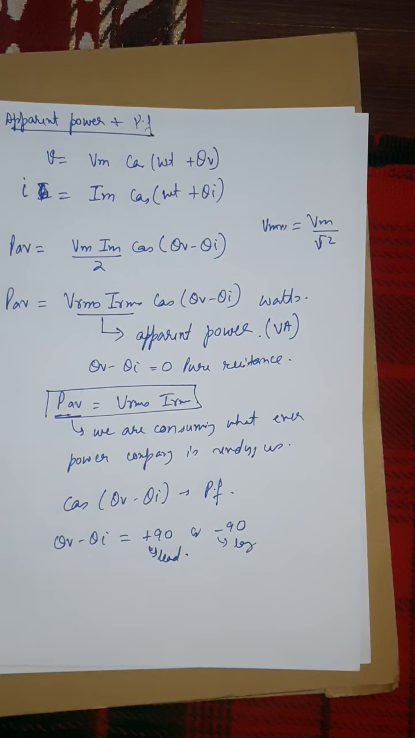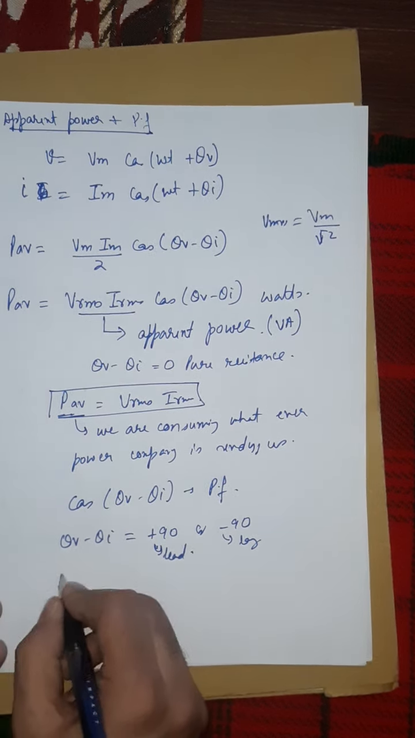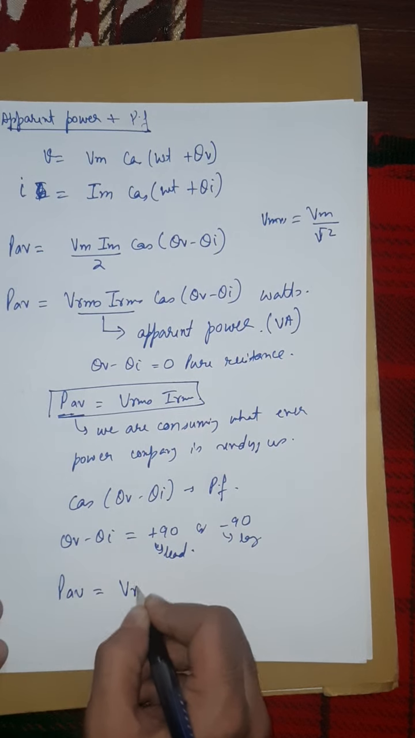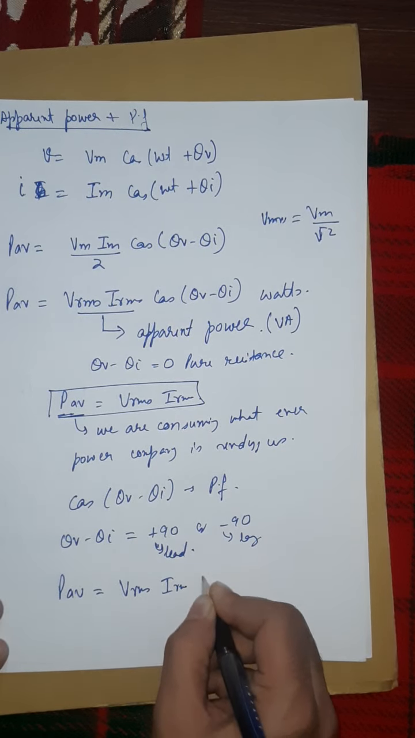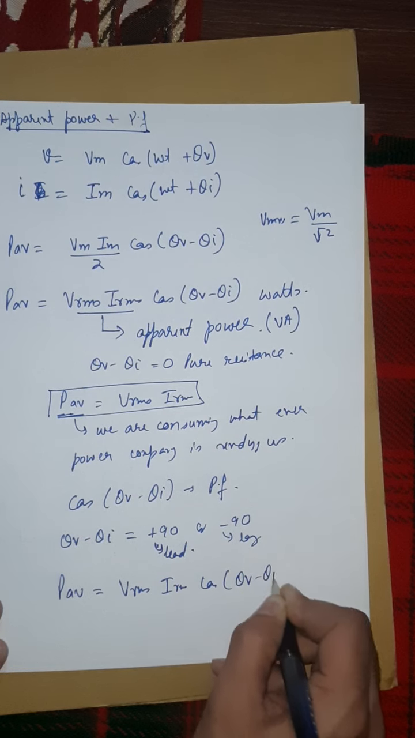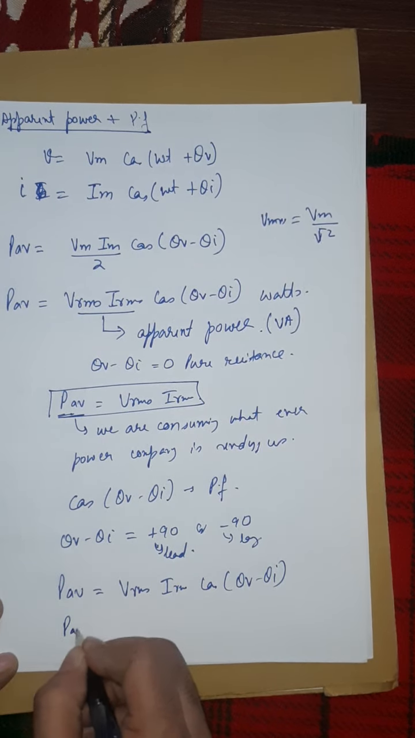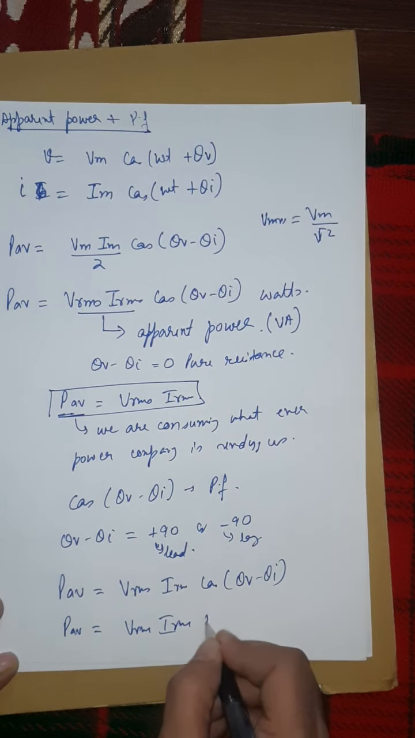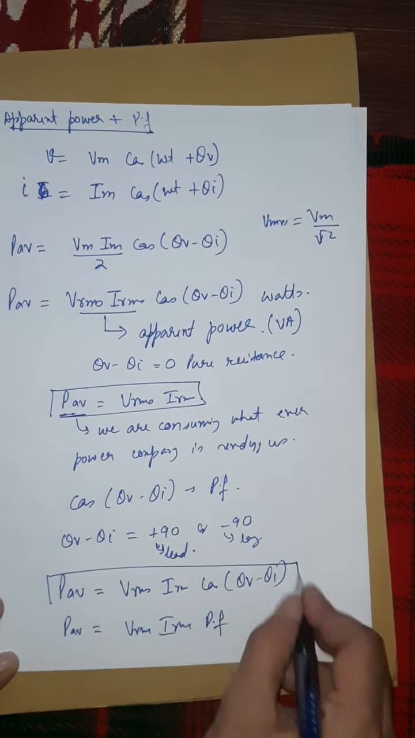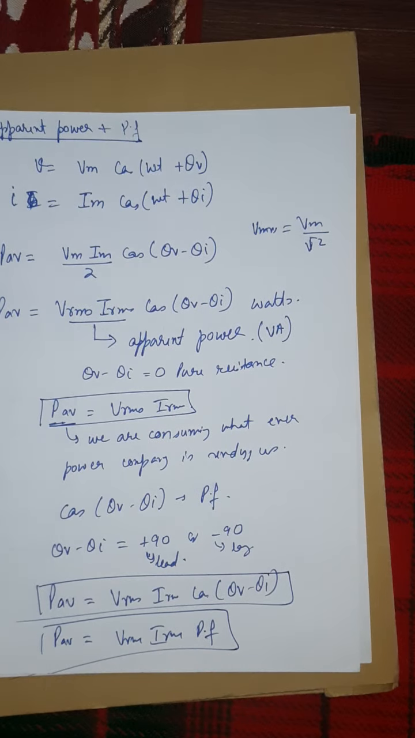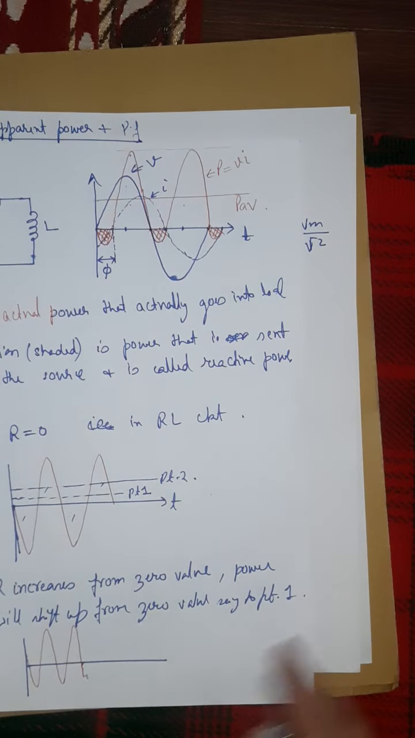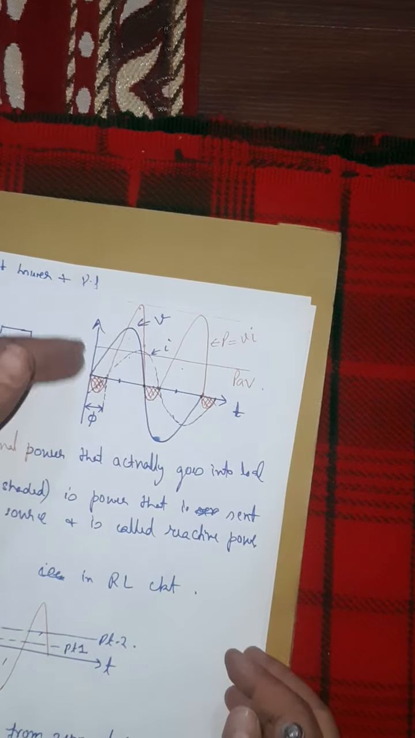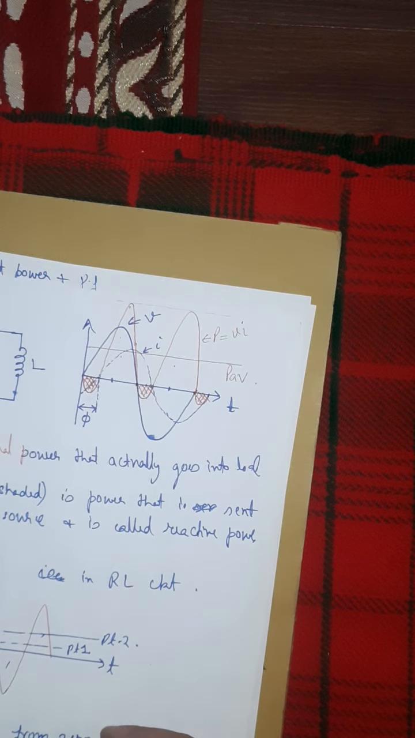Okay. So what is your average power? Average power is equal to Vrms into Irms into cos(theta v minus theta i), or Vrms into Irms into power factor. So what is power factor? Power factor is nothing but the degree to which a given load matches that of the purely resistive load.